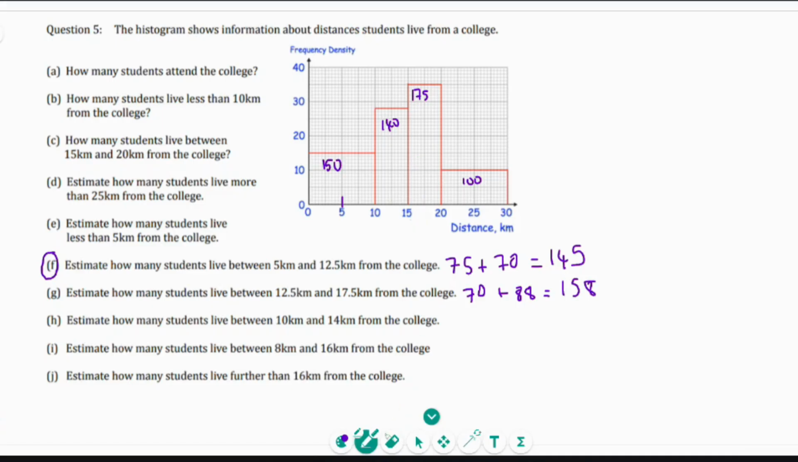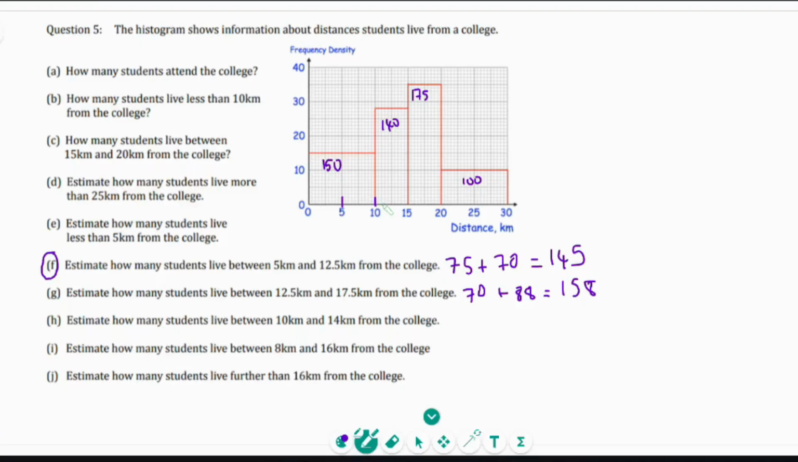Okay, between 10 and 14. This is where it gets a little bit more complicated. So here's 10. Right, now where's 14? Let's look at the scale on the x-axis. We've got 10 little mini boxes here representing 5. 5 divided by 10 is 0.5, so it's going up in 0.5.